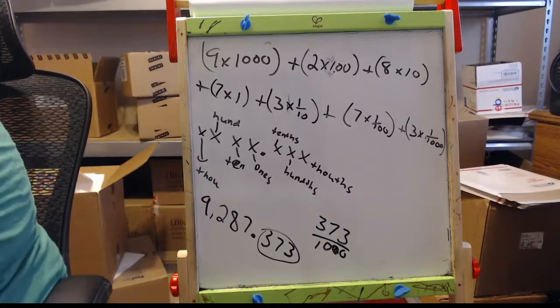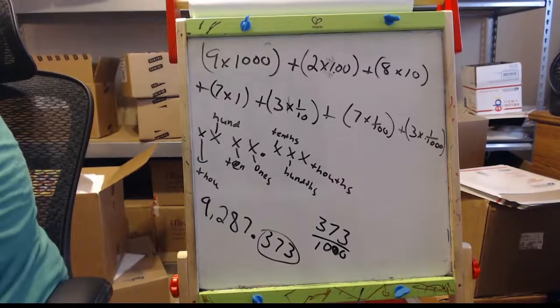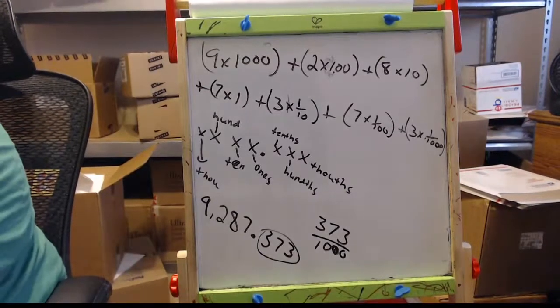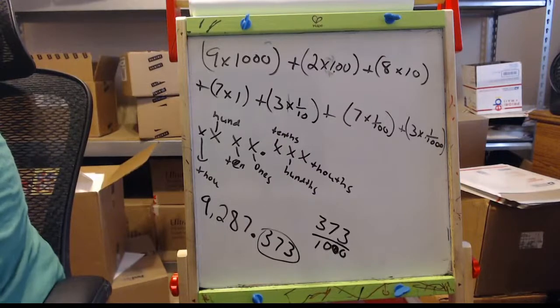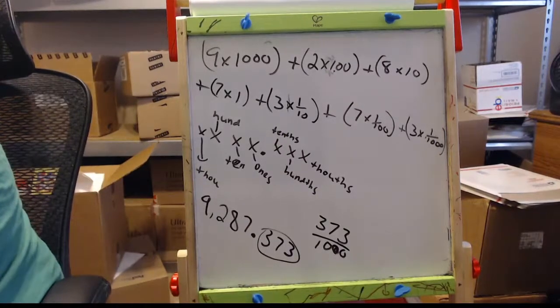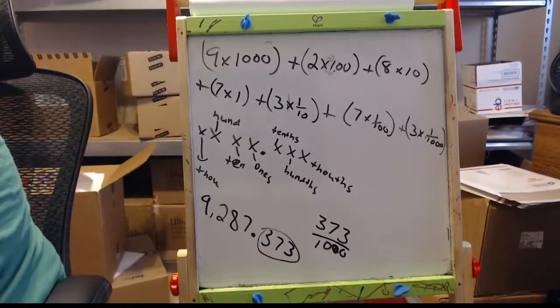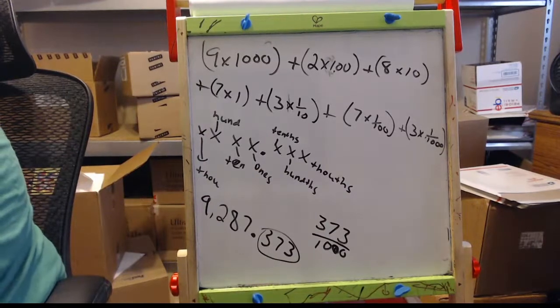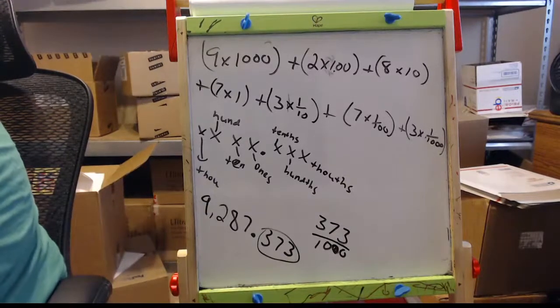Make sense? So what the expanded form is basically asking you or testing you on is, do you know where each placeholder is? Do you know where the thousandths is? Do you know where the hundredths is? Do you know where the hundreds is? So that's what they're basically asking you there.